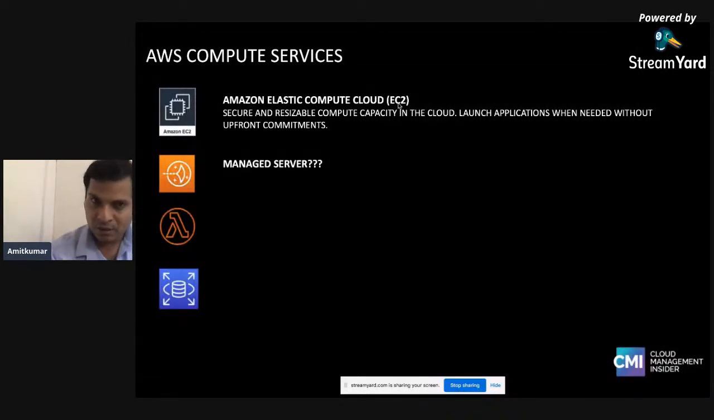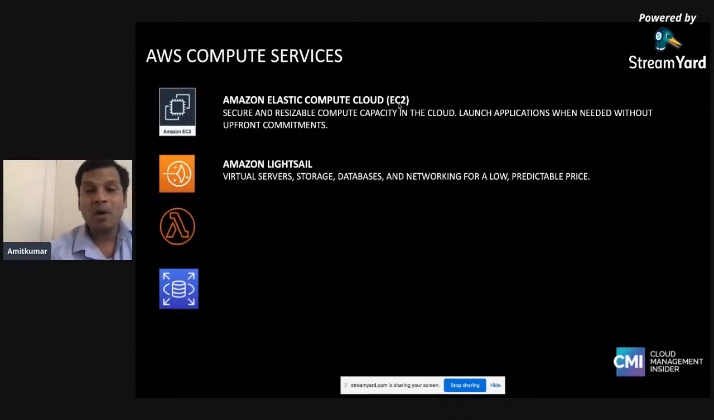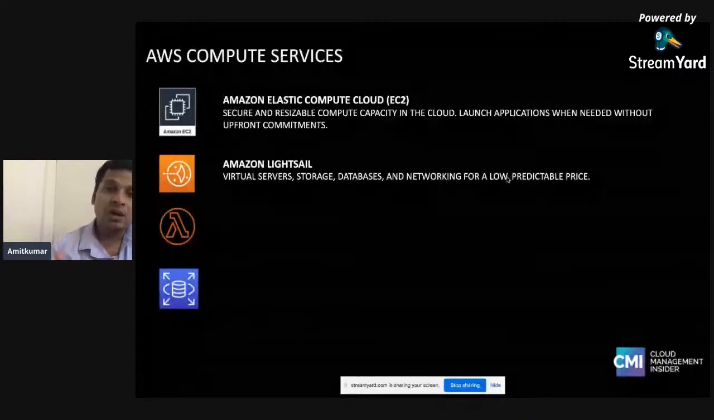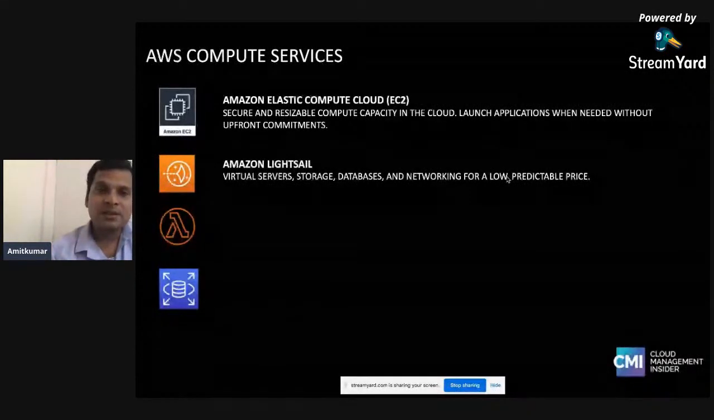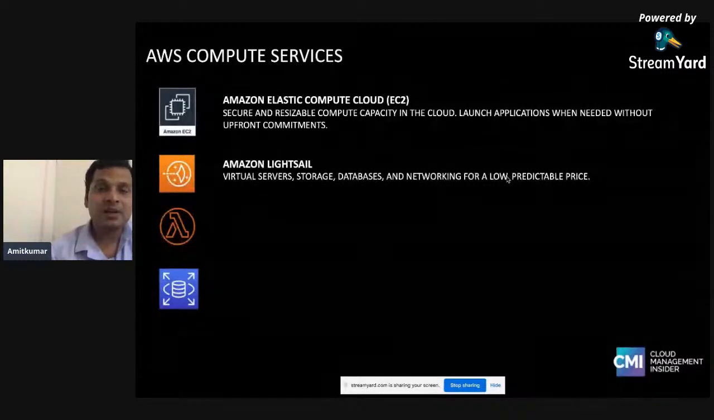So there is a managed server also, a managed service I should rather call it. And this is something we are going to cover in the demo also. It's called Lightsail, very popular amongst website developers and administrators. All it does is bundle all the services of server, storage, database, and networking at a very low and predictable price. You'll be amazed to see that an instance is available for just $3 a month, right? So Lightsail is very popular with developers. They just spin it up, access it, and start doing their development job.